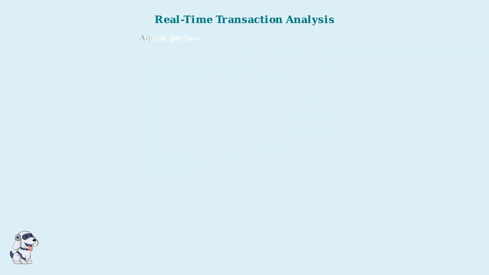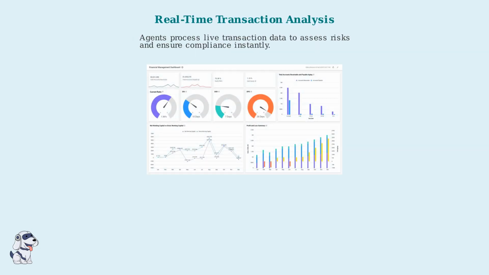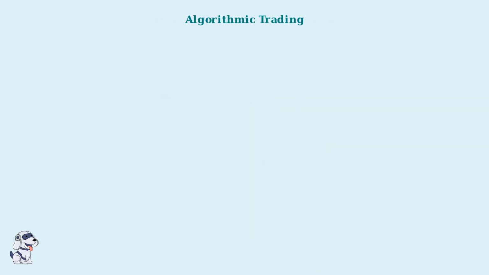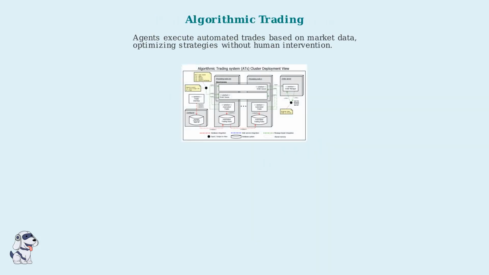For real-time transaction analysis, AI agents examine financial dashboards with metrics like accounts receivable, payable ratios, and key indicators such as DSO and DPO. This enables immediate risk evaluations and operational decisions. In algorithmic trading, AI agents manage complex systems with processing nodes, event queues, and automated traders. They connect to databases and external entities, executing trades based on predefined rules for maximum efficiency.